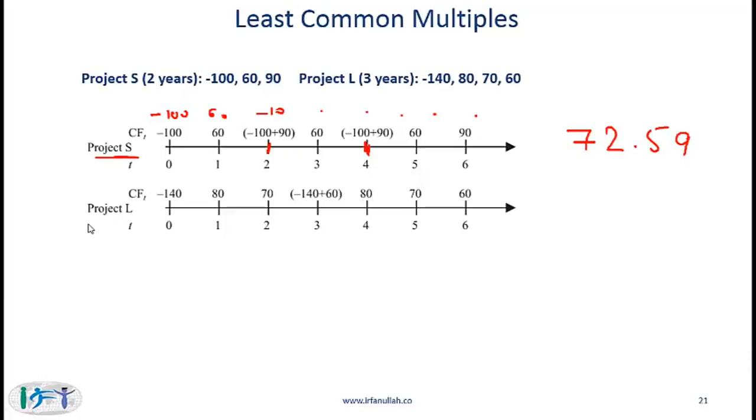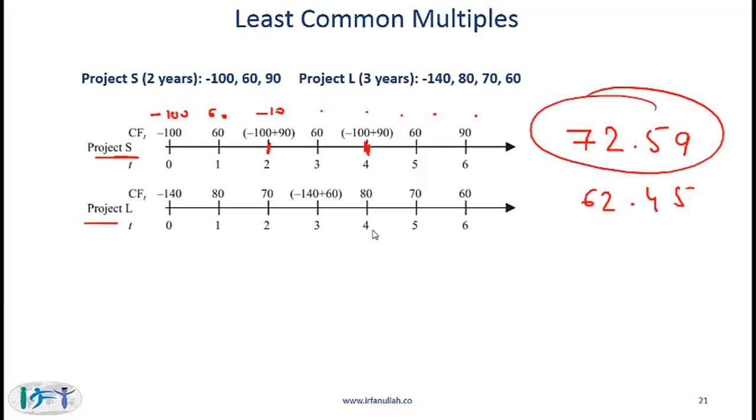You do the same with project L, which has been replicated once, and here you get 62.45. So based on this method, which project do you select? Obviously you select project S.